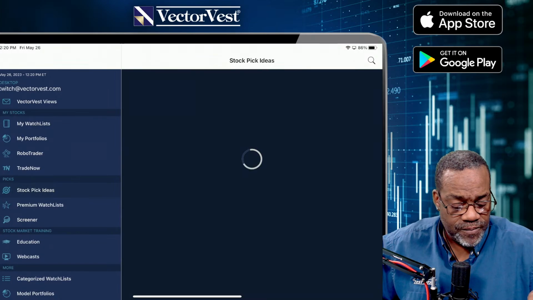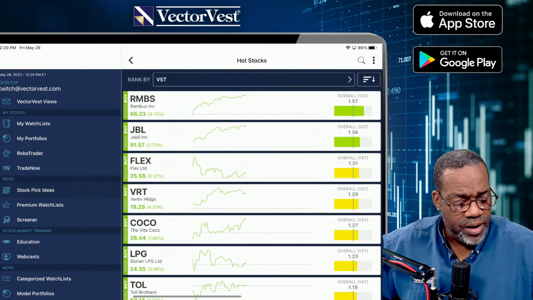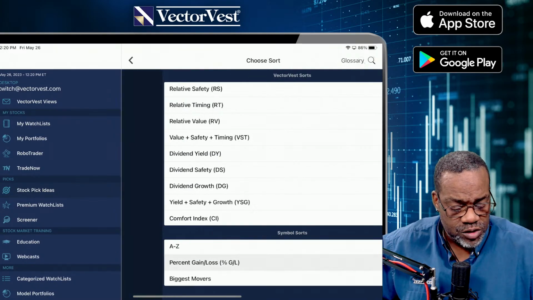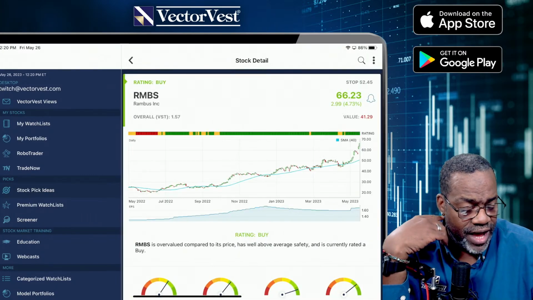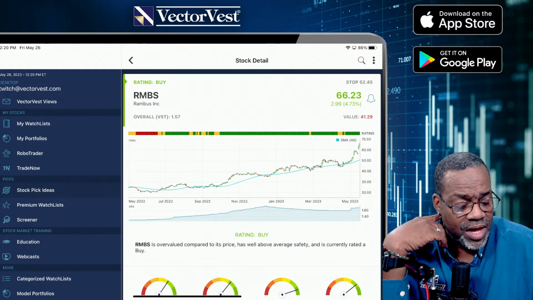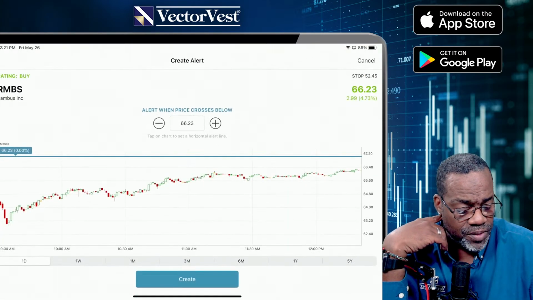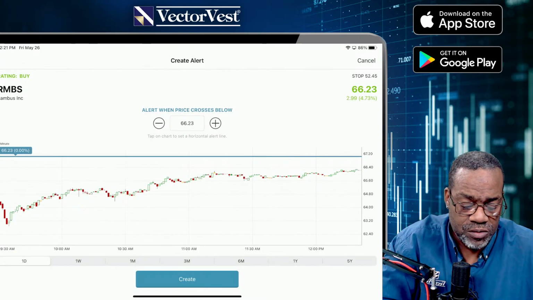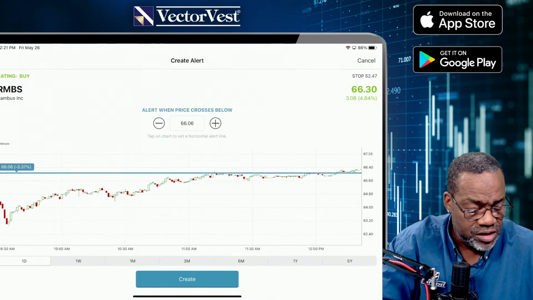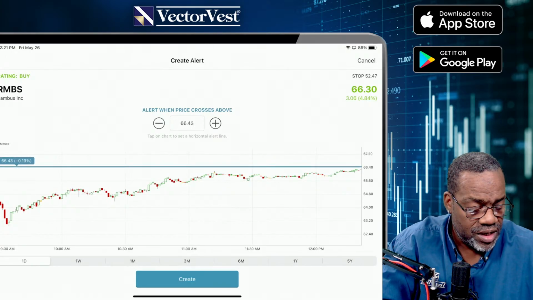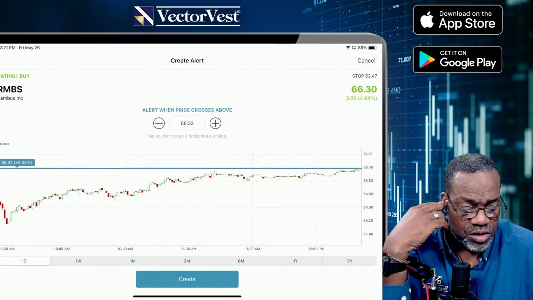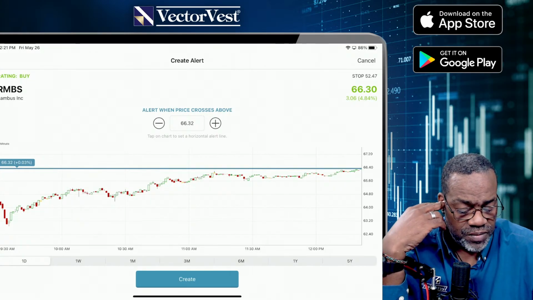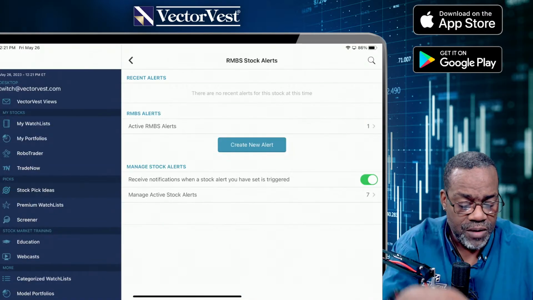stock pick ideas. Let's go back to hot stocks. So RMBS from a percentage gain loss is up. Let's take a look at it. I'll click on the graph. Wow, I like the graph. This is a 1-year graph. I'm going to hit the little bell icon in the top right-hand corner. I click on it. I'm going to create an alert. Let me move my little blue line down to that level of resistance. Right about here. I'm going to set, if the stock's price goes above 66.32, send me an alert. I'm going to click on create. There we go. All right.